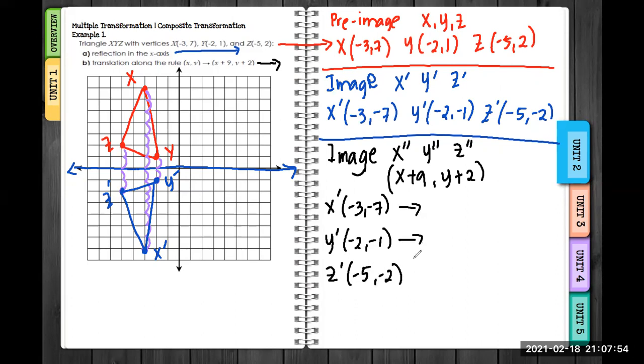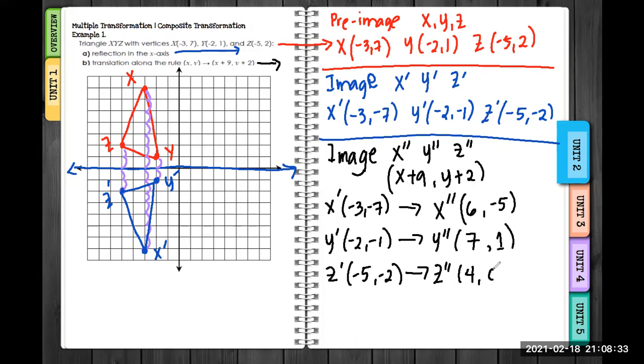So therefore, now we're going to add 9. That is 6. So X prime prime would be 6, negative 5. While Y prime prime, adding 9 to negative 2 will give us 7. Adding 2 to negative 1 will give you 1. Next, Z prime prime. That is 9 minus 5 is 4. 2 minus 2 is 0.